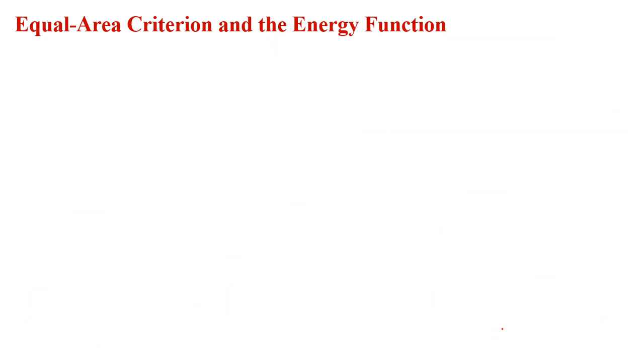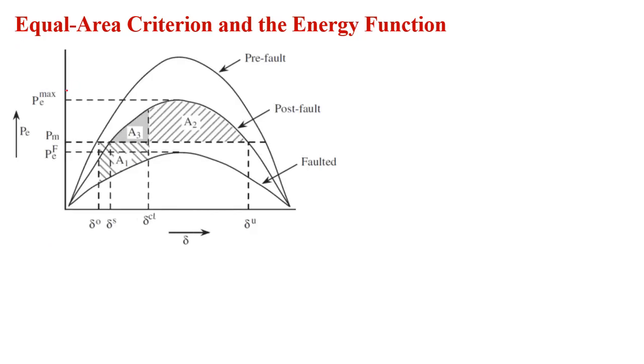So let us now relate the equal area criterion and the energy function. How can we relate this? Already we have studied in our undergraduate courses how the equal area criterion works. Here we have shown three curves. The first curve you can see here is the pre-fault characteristic, that is the electrical power output. And this is the during-fault condition, and this is the post-fault condition.